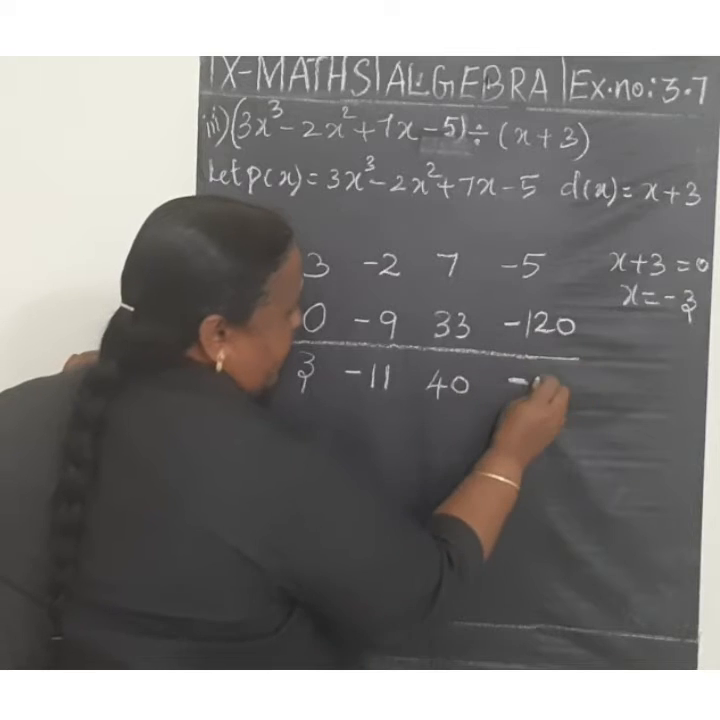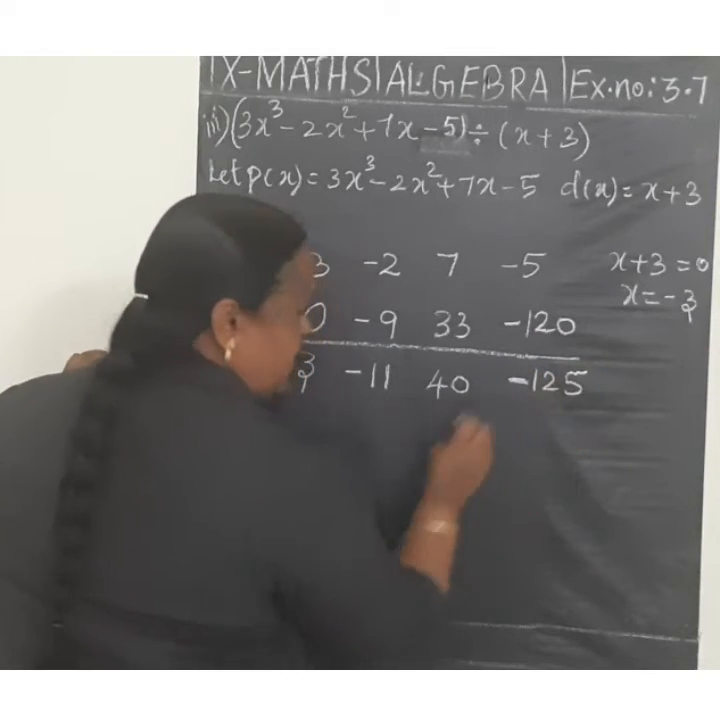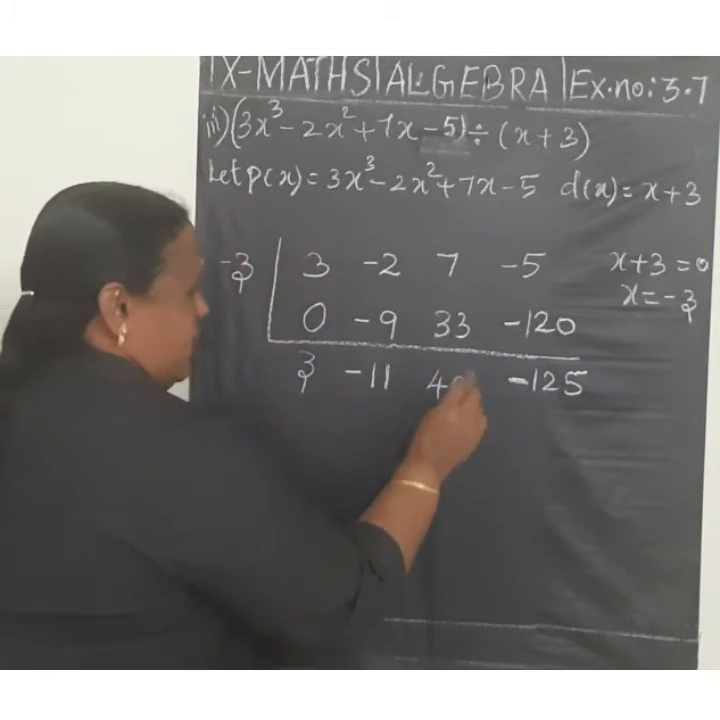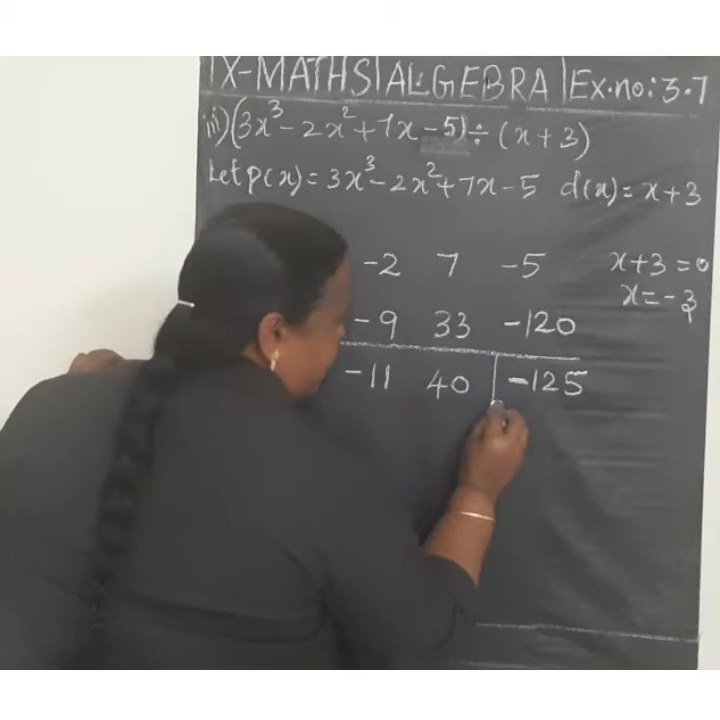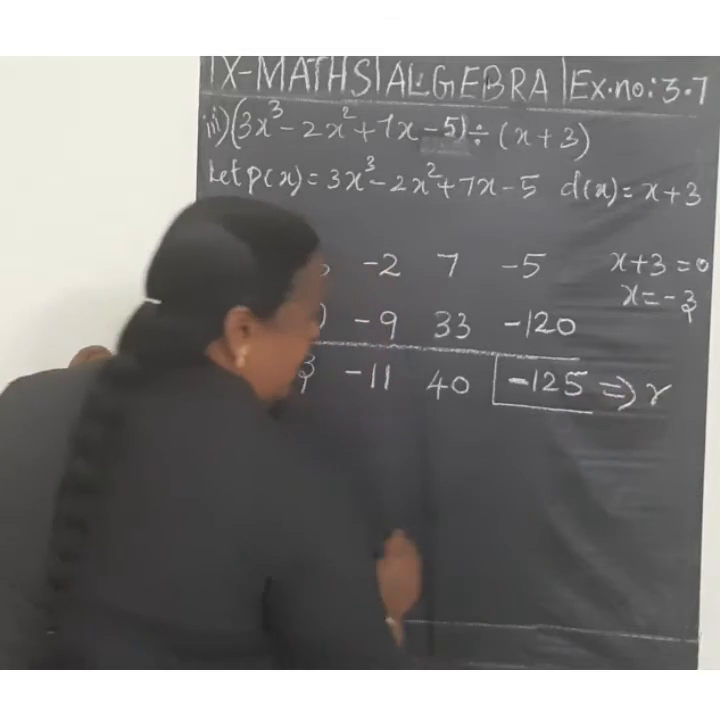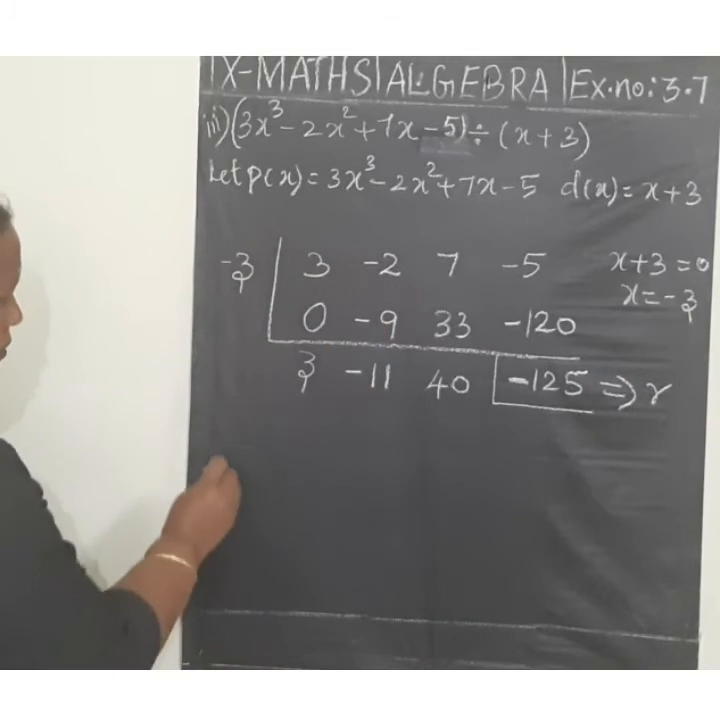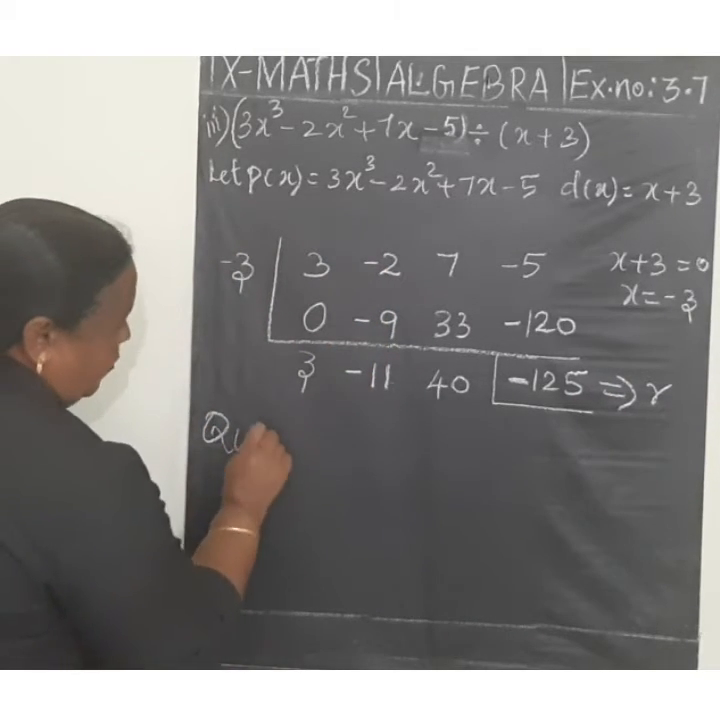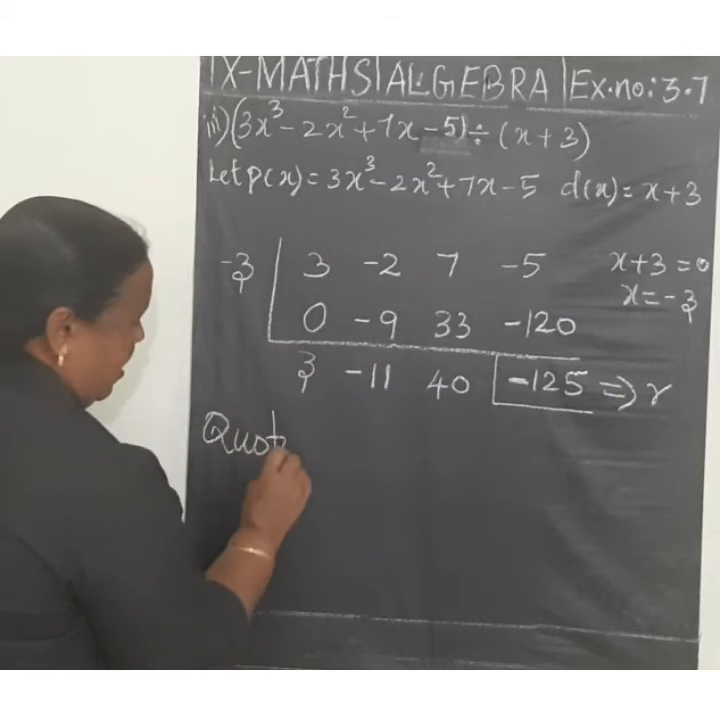So minus 5 plus 120 is 125 minus 125. So we always take this last one as the remainder. So our remainder is minus 125. Next we have to write the quotient. The remaining numbers, we have to consider as the quotient.